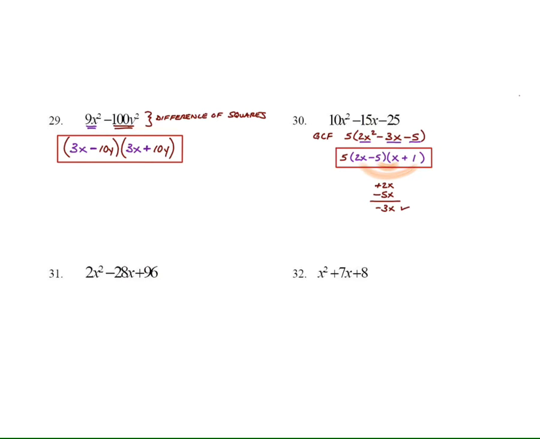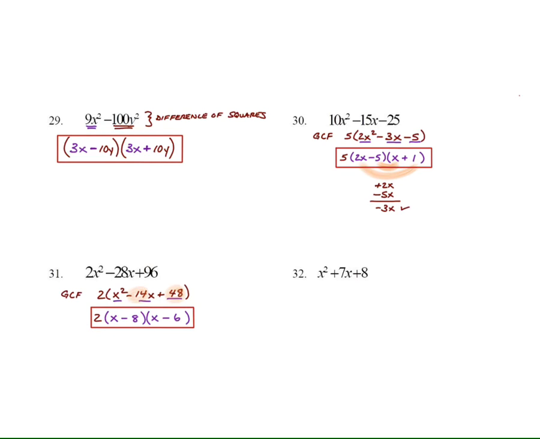31, check for a greatest common factor. 2, 28, 96 actually all divide by 2. So I'm left with x squared minus 14x plus 48. And then I'm looking to factor that into two binomials because it is a trinomial. So it should be x and x at the beginning. And then I need factors of positive 48 that add to negative 14. So they multiply to be positive but add to be negative. It's only possible if they're both negative, and it's got to be 8 and 6, because 8 and 6 add to 14. 8 times 6 is 48.